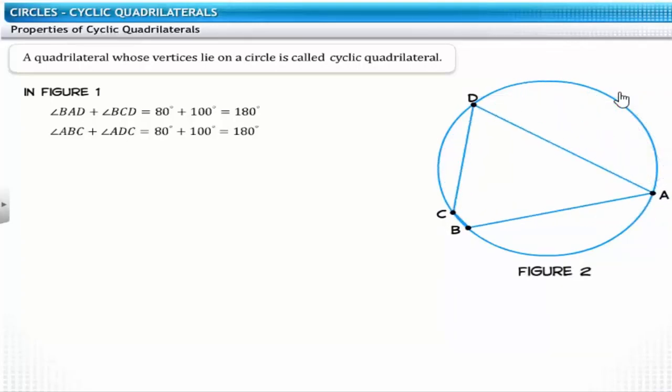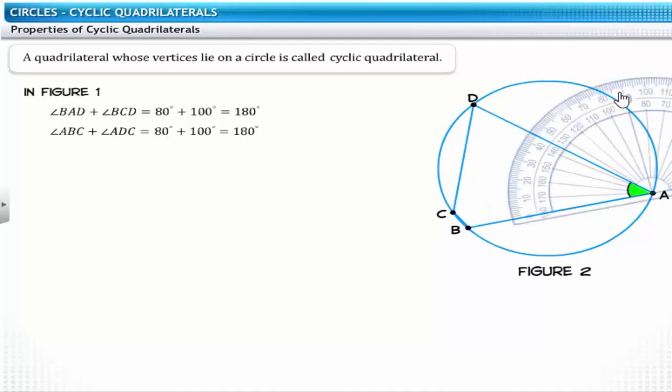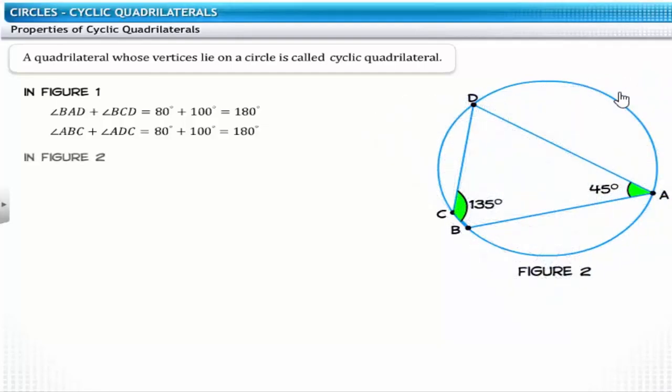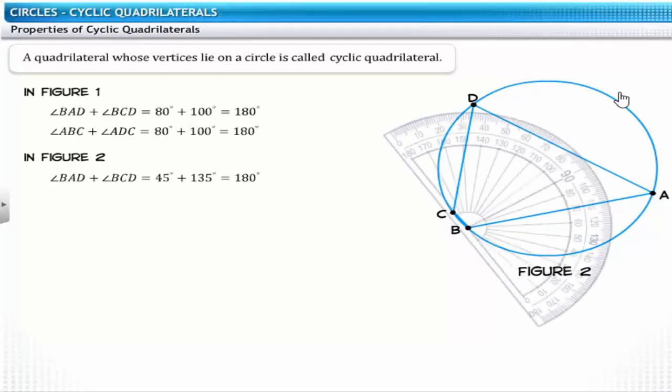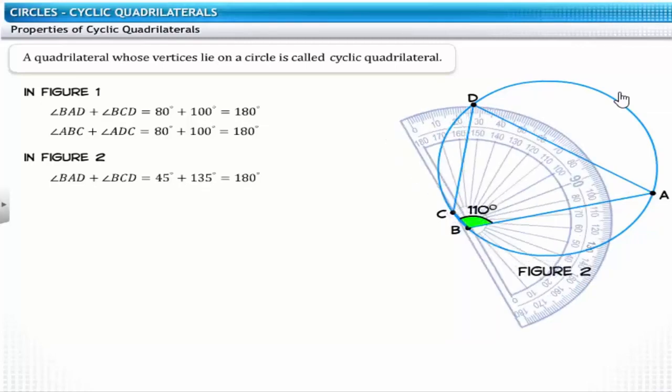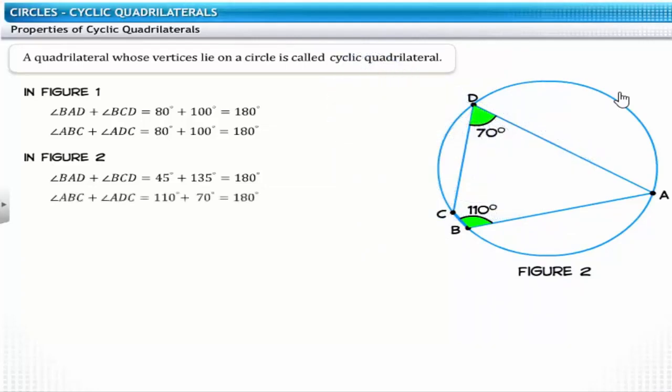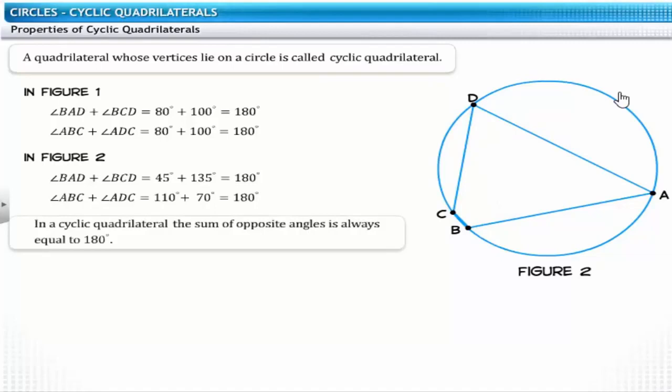Let us verify the results for another cyclic quadrilateral. Next, let us measure the opposite angles BAD and BCD in this quadrilateral. Note that their sum is equal to 180 degrees. Similarly, measure the opposite angles ABC and ADC. Their sum is also equal to 180 degrees. This way you can illustrate the theorem that in a cyclic quadrilateral, the sum of opposite angles is always equal to 180 degrees.